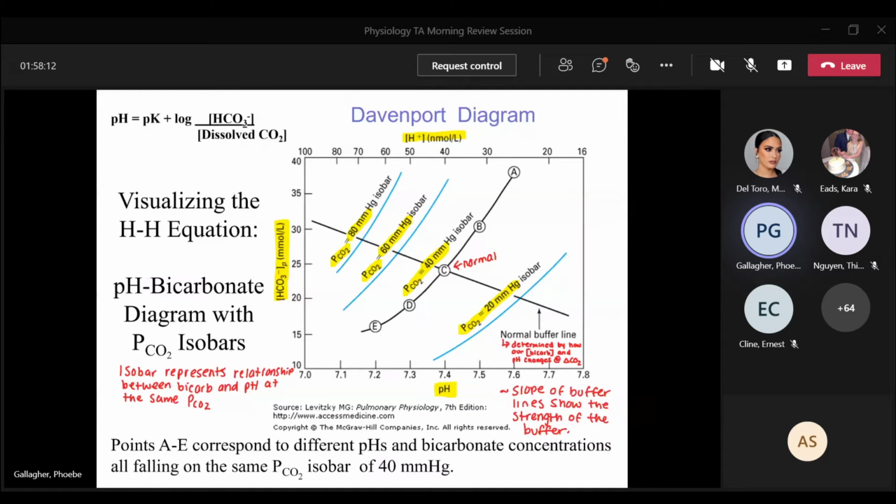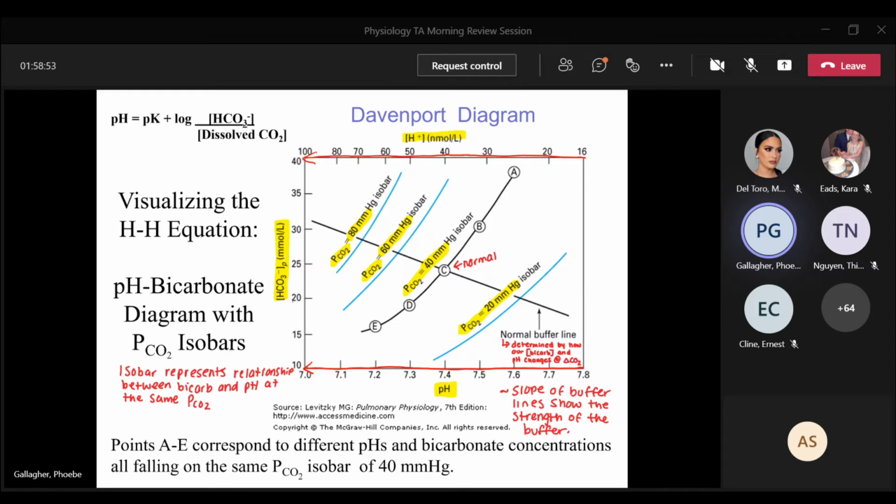Okay, so moving on to the newer stuff, I'll slow down a little bit since this is new. This is your Davenport diagram. You should be able to read this and understand it. I don't remember if he had any graphs on the exam, but just in case, make sure you understand this Davenport diagram. So up here, we have our proton concentration, and down here we have our pH. So they are inversely proportional to each other. So as your proton concentration increases, your pH is going to decrease, so that makes sense.